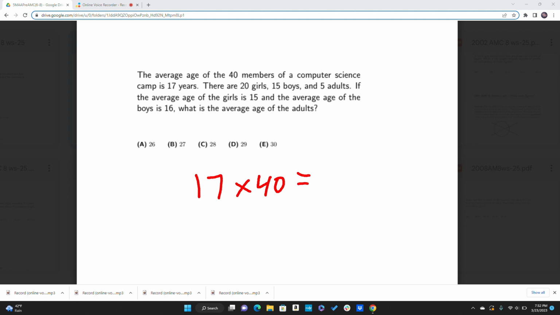Okay, so that's 20 times 15 for the girls, and then 16 times 15 for the boys, plus 5 times the adult average for the adults. So we want to figure out what the average age for the adult is, which means you're going to have to solve this system of equations, which I encourage you to pause the video and do now.